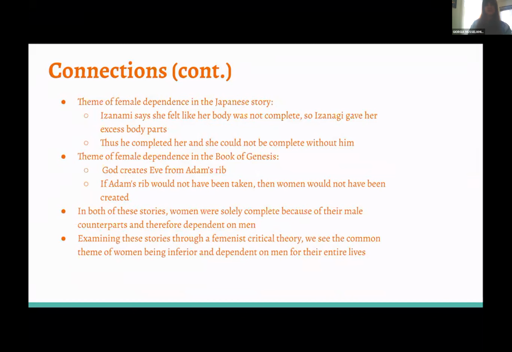And as we examine these stories through a feminist critical theory, we see the common theme of women being inferior and dependent on men and punished if they are seen to be assertive or out of control.